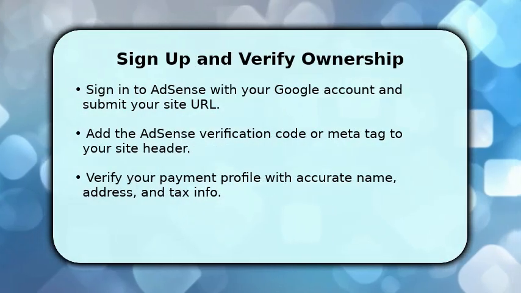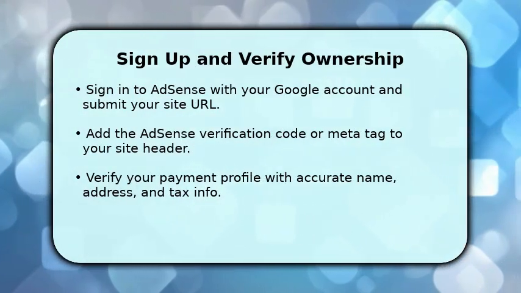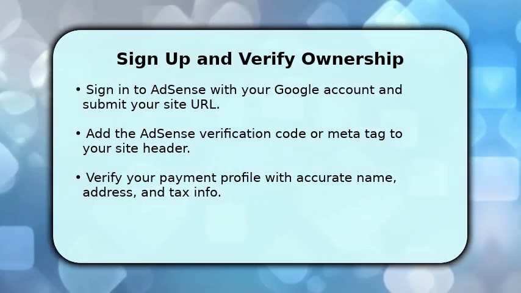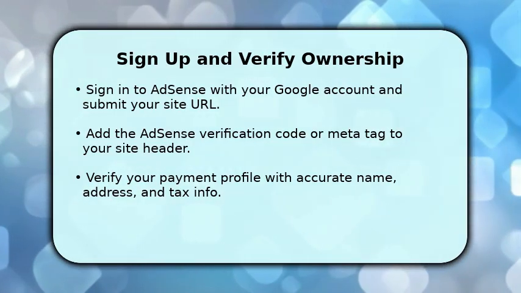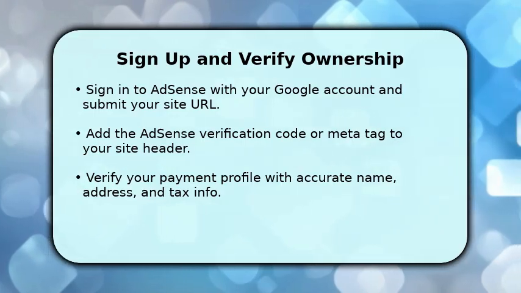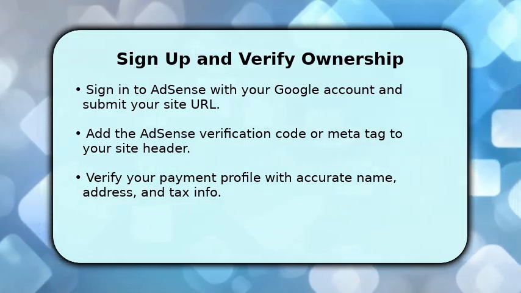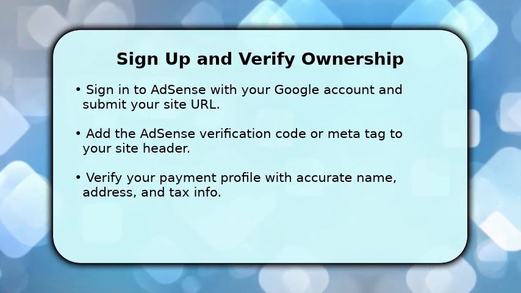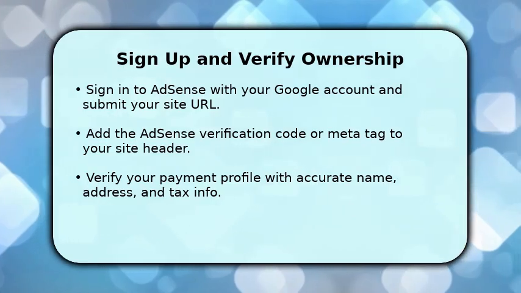Next, sign into Adsense with your existing Google account and submit your site URL. Choose the appropriate account country and set your payment currency when prompted. Adsense will give you a verification code or meta tag to place in your site header. Add the provided code exactly where instructed and then request a site review in the Adsense dashboard.